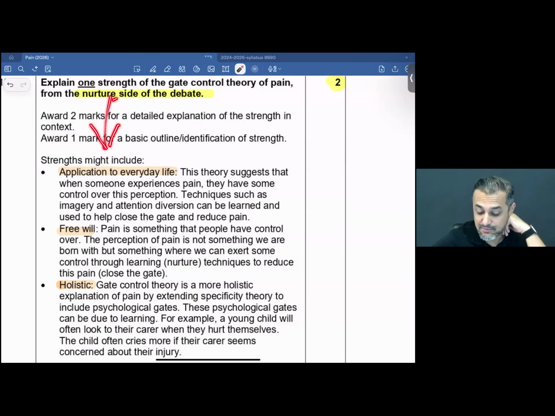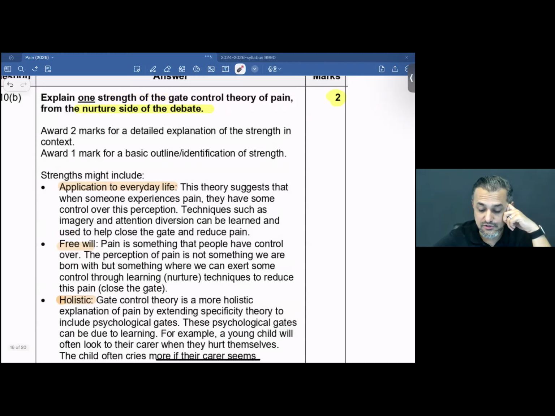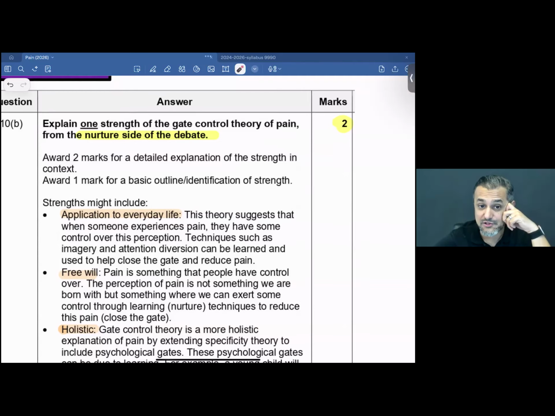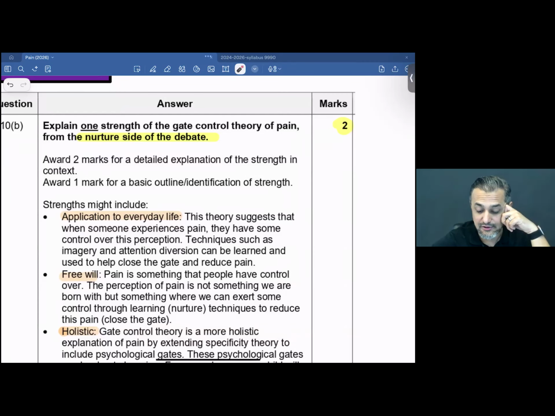If you are preparing for this kind of question, you are preparing yourself for a 10-mark evaluative essay question too. And one more thing. In May June 2024 variant 3.1, you've had a question on the nature side of the debate.